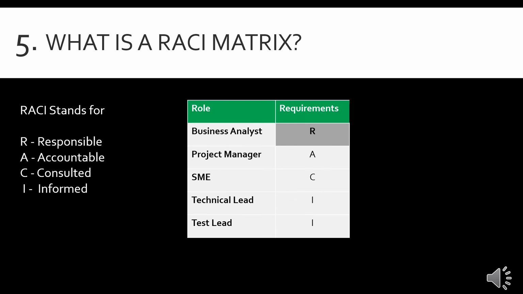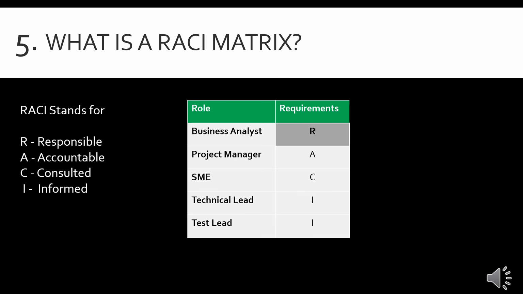Question number 5. What is a RACI matrix? RACI matrix stands for responsible, accountable, consulted and informed. It provides a view of the responsibilities of the involved stakeholders. Let us take the requirements task in the table as an example to walk through. First one is R, which is responsible. This indicates the person who will be performing the task. As you are all aware, the business analyst is the person who will be gathering and documenting the requirements. Hence, in the table, if you can see under the requirements task, it is marked as R for the business analyst.